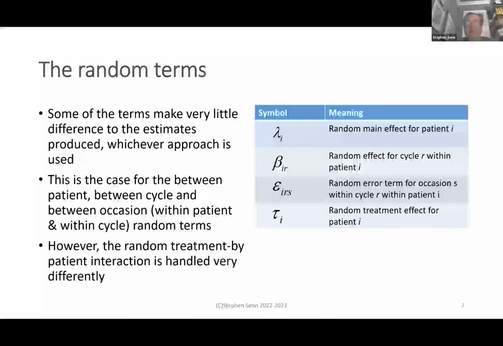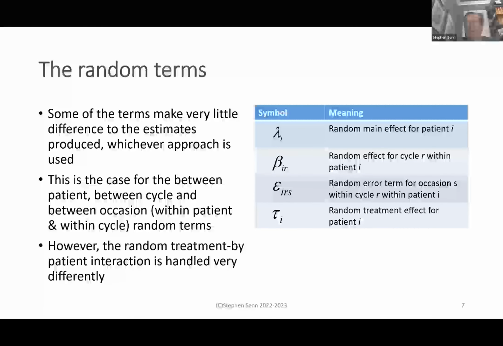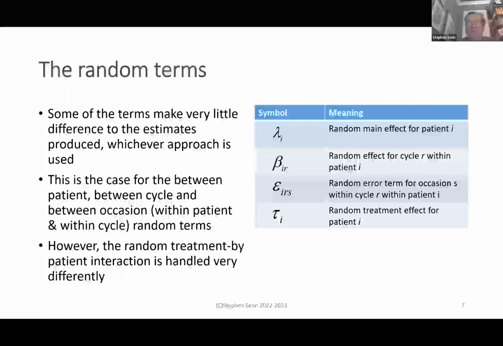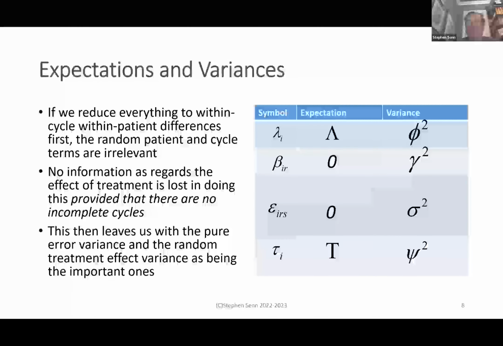Some of the terms make very little difference to the estimates produced, whichever approach is used. In effect, the first two terms can be eliminated very easily by differencing. So an analysis of differences simply gets rid of them, the differences within cycles within patients. But the random treatment by patient interaction is handled very differently depending upon what question we're answering.